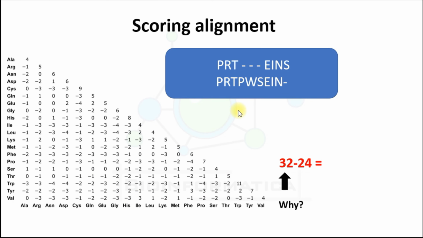Now we don't see any match. It's a gap here, it's a gap here, and again there is a gap. Then we have E. E stands for glutamate. Glutamate is 5. Then we have I, and I stands for isoleucine. Where is isoleucine? Here it is. Isoleucine is 4, plus N. N stands for asparagine. Asparagine is 6. So when we total these numbers, it would be 32. So the score for this alignment would be 32 minus 24.